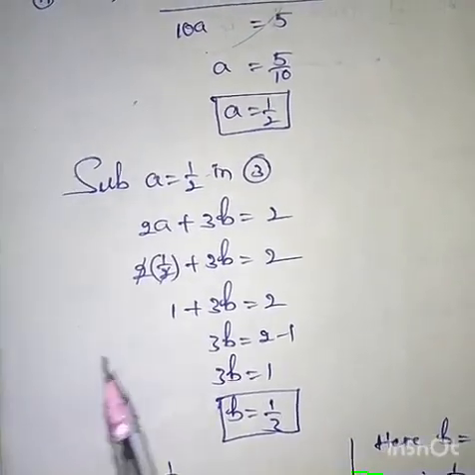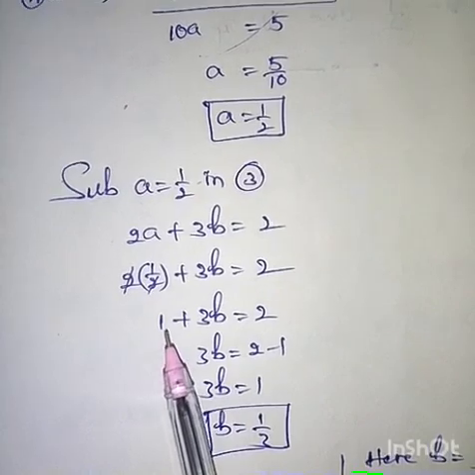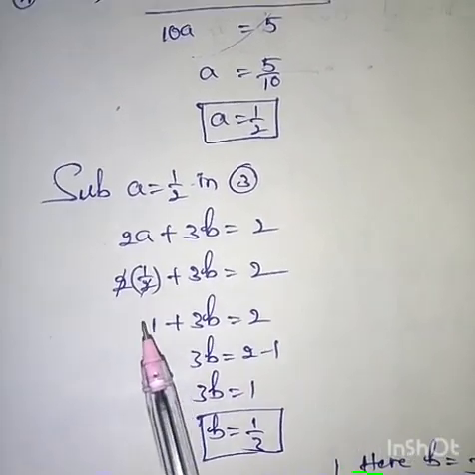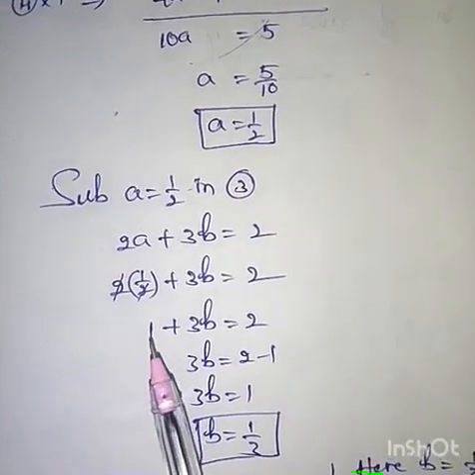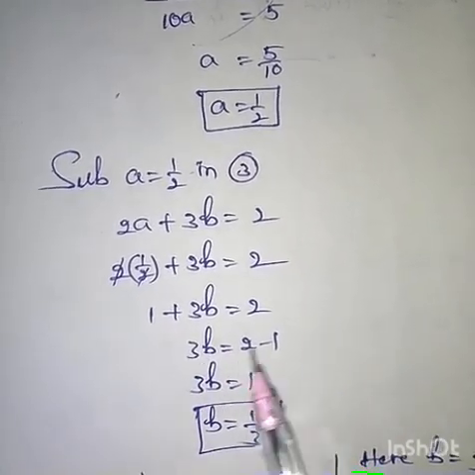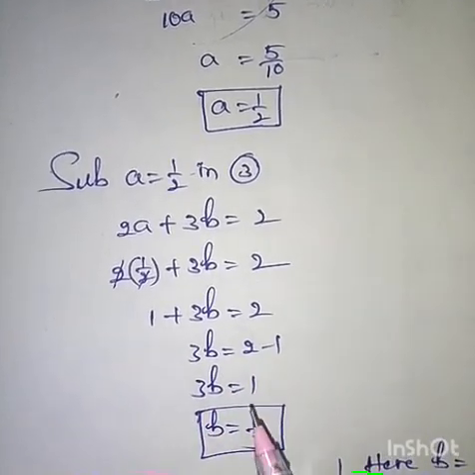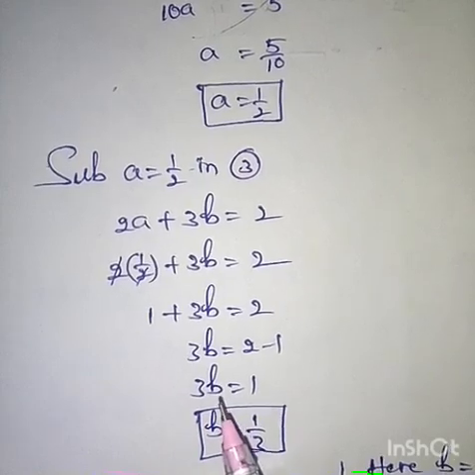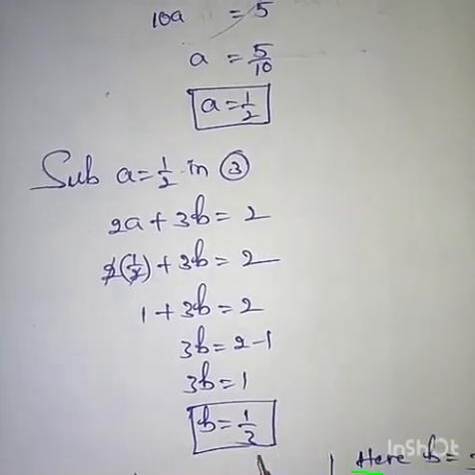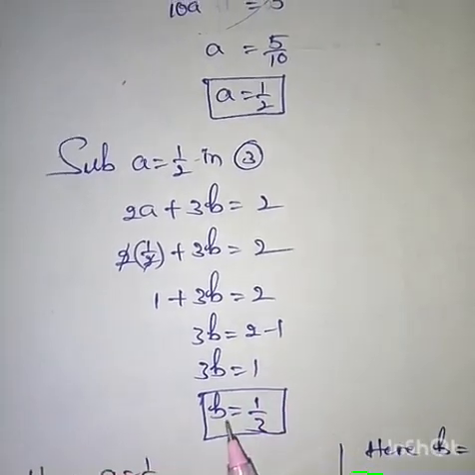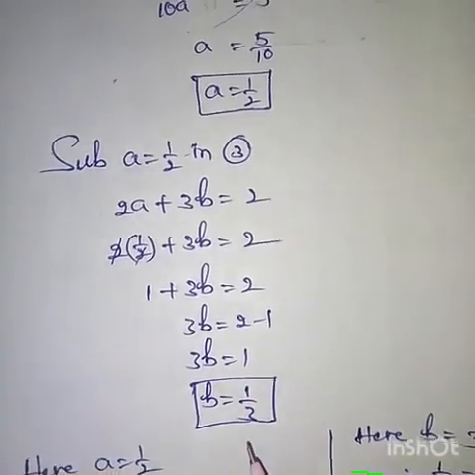Here we need only b value, that's why transpose the remaining values. So first I transpose the 1 value. So here the symbol of 1 is plus, and if you transpose this it becomes minus 1. So that's why 3b equal to 2 minus 1, and if we simplify this value 3b equal to 1. Now transpose the 3 value also. Here 3 multiplies b, and if you transpose this it divides the value in the RHS. So that is b equal to 1 by 3.